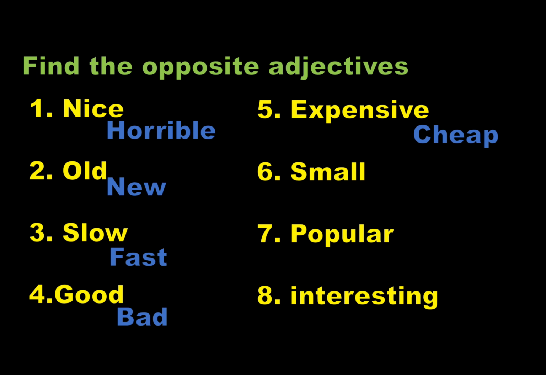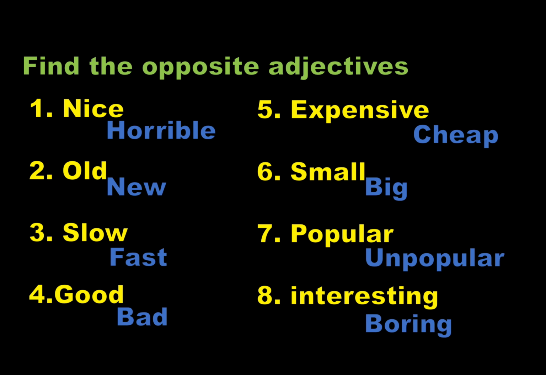It's cheap. Number 6. What's the opposite adjective for small? It's big. Number 7. What's the opposite adjective for popular? It's unpopular. And the last one. What's the opposite adjective for interesting? It's boring. So there you have it. These are the opposite adjectives that appear in the reading.